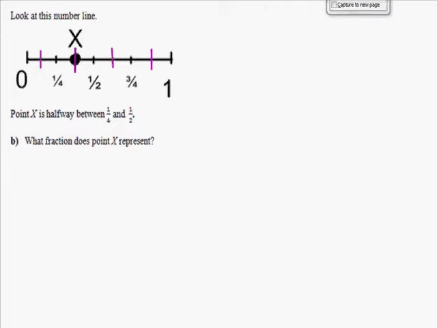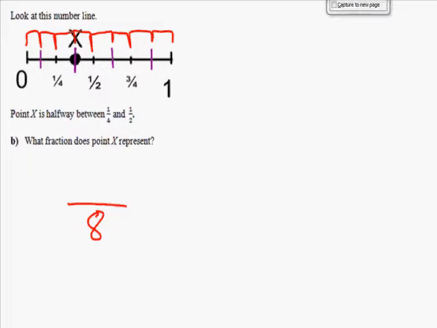So now that we've divided all those chunks into half, let's go ahead and figure out what our answer is so that we know what fraction point x represents. Let's first figure out the denominator. Now remember, the denominator refers to the total number of chunks. So let's count how many chunks there are that we see on this number line. Here's 1 chunk, 2 chunks, 3 chunks, 4 chunks, 5 chunks, 6 chunks, 7 chunks, 8 chunks. So because there are 8 chunks, our denominator is 8.